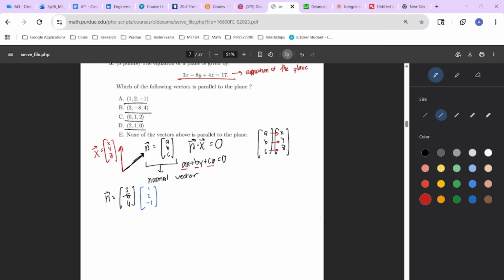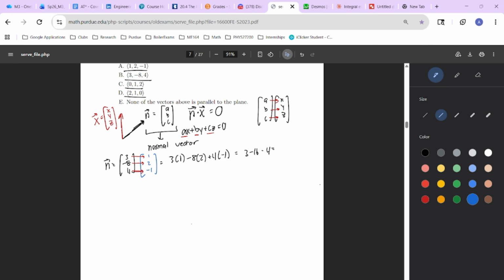To remind you, the dot product is just multiplying the parallel entries in the two vectors and then summing them together. So in this case, it would be 3 multiplied by 1 minus 8 multiplied by 2 plus 4 multiplied by 1. That would be 3 minus 16 minus 4. That is definitely not equal to 0.